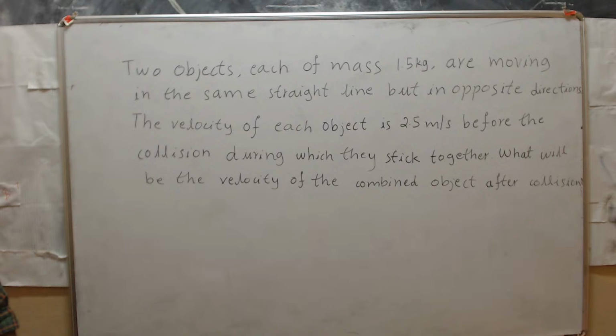First, two objects each of mass 1.5 kg are moving in the same straight line but in opposite directions. The velocity of each object is 2.5 meter per second. So before the collision, during which they stick together, what will be the velocity of the combined object after collision? Combined, okay?